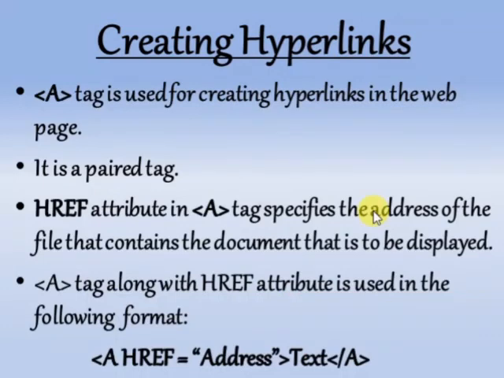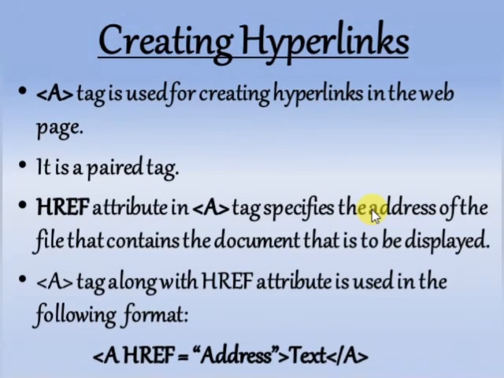Creating hyperlinks. The a tag or anchor tag is used for creating hyperlinks in the web page. It is a pair tag. The href attribute in the anchor tag specifies the address of the file that contains the document that is to be displayed. The a tag along with the href attribute is used in the following format. a href is equal to address.